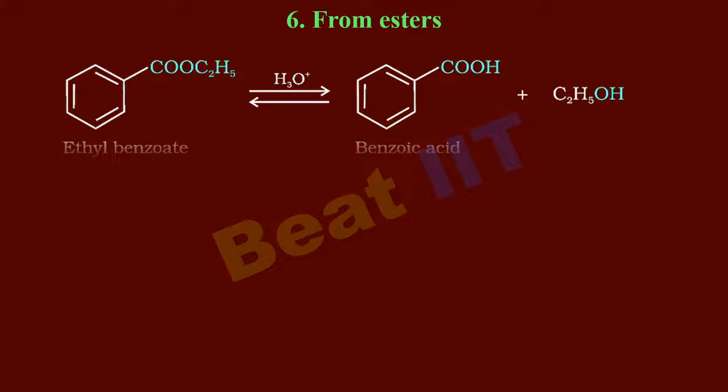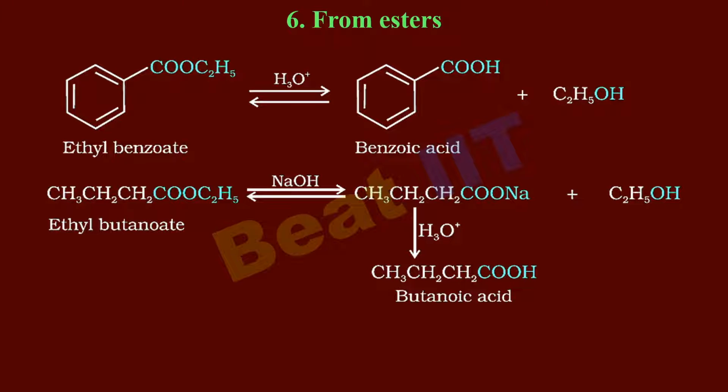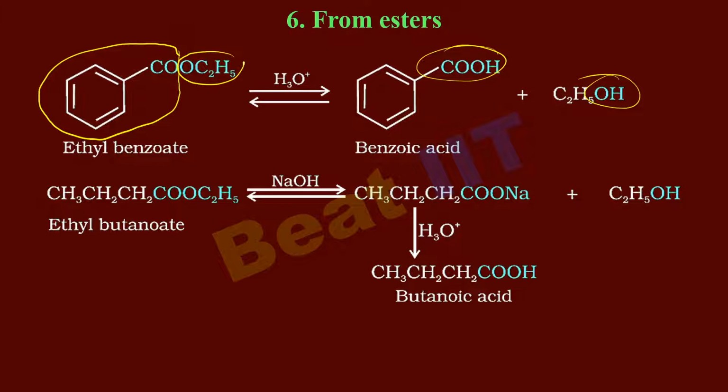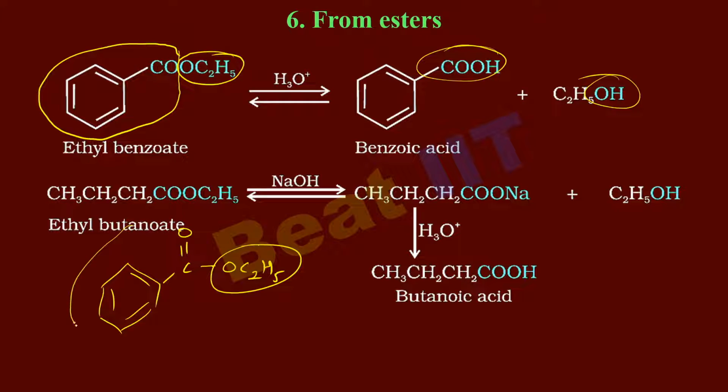Next one, last one, from esters. You will use this one in those types of questions, identify compound A, compound B, etc. When an ester is hydrolyzed, you get an acid and an alcohol. Remember, in esters you have two parts. If you draw the structure, it will be C double bond O on this side and it will be OC2H5. So this part is different, this part is different.